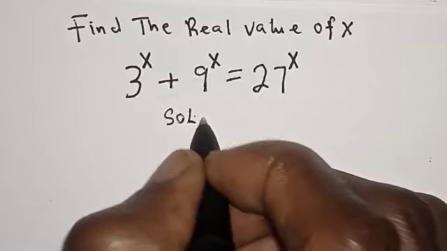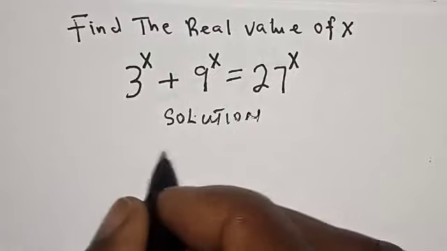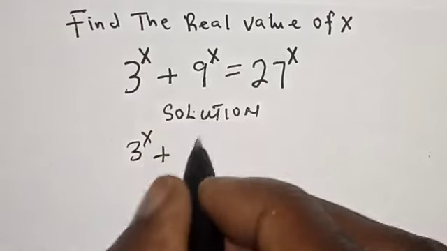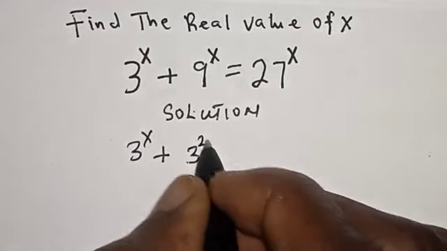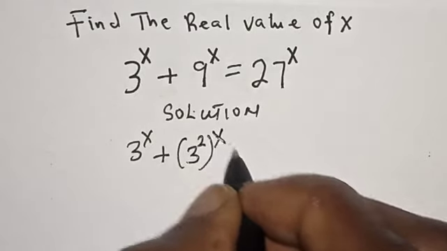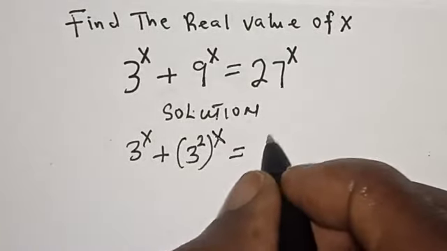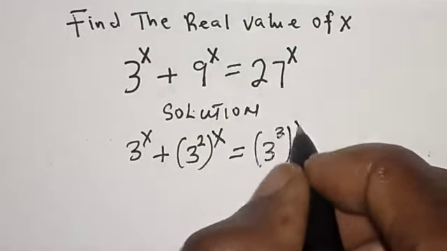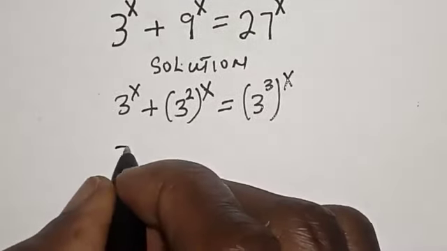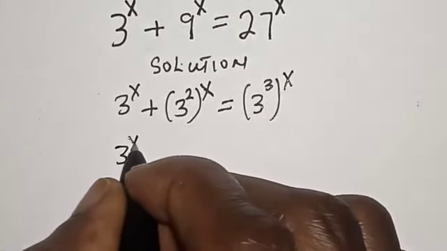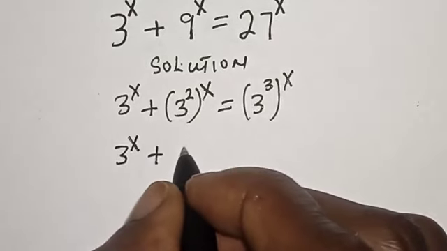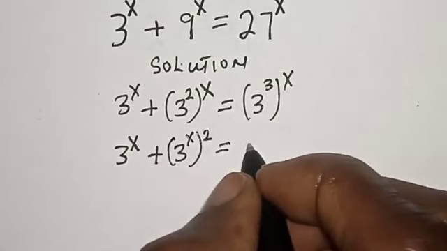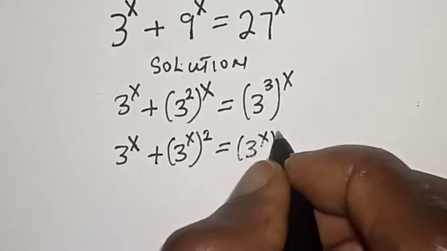Solution. 3 raised to power s plus 9 raised to power s can be written as 3 squared raised to power s, and 27 can be written as 3 raised to power 3. Then this is 3 raised to power s plus 3 raised to power s squared is equal to 3 raised to power s raised to power 3.